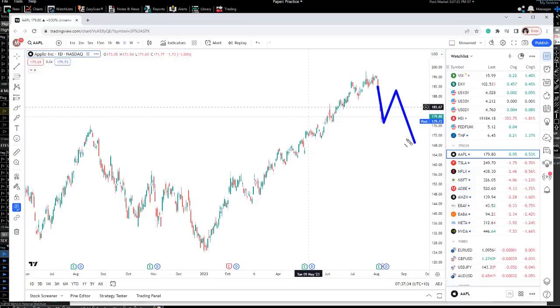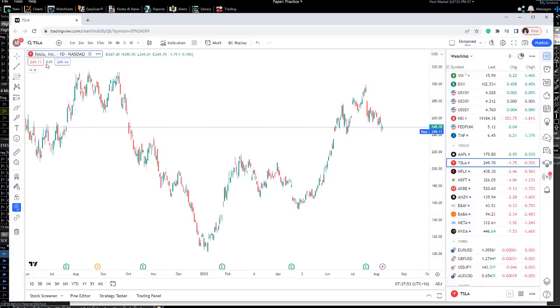Moving over now through to Tesla. Tesla right now, as you can see, actually did this complete false breakout pattern. So it had a move up, a move down, another move up, and then it's had another move down.